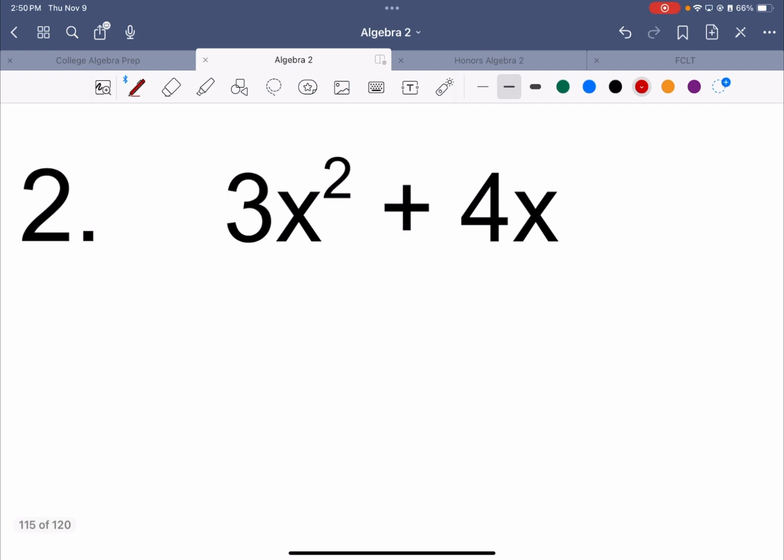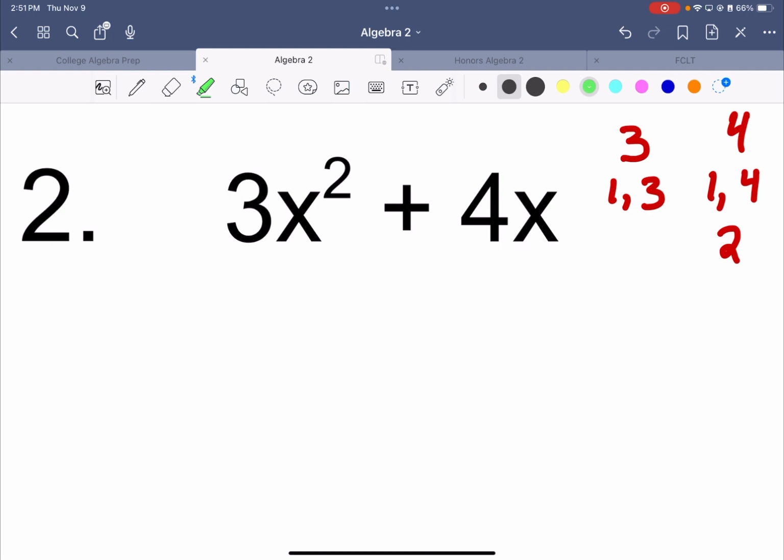we always look for GCF first. Anytime you factor, doesn't matter how many terms it has. If it has 2, 3, 4, 727 terms, always look for the GCF. Number-wise, 3x squared plus 4x. 3, the only factors are 1 and 3. 4, the factors are 1 times 4 and 2 times itself. So the biggest one they have in common is 1.